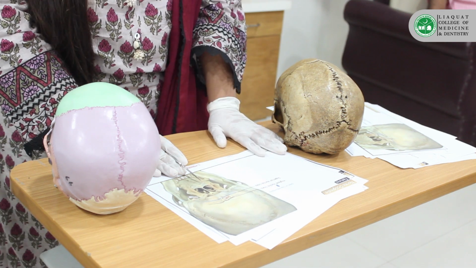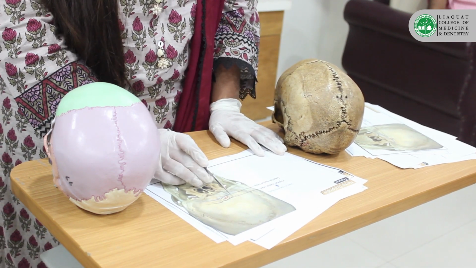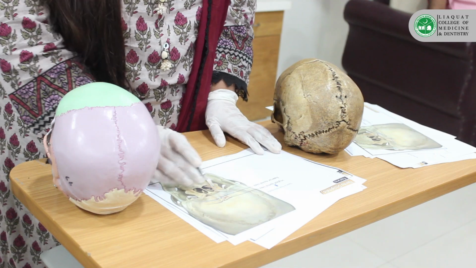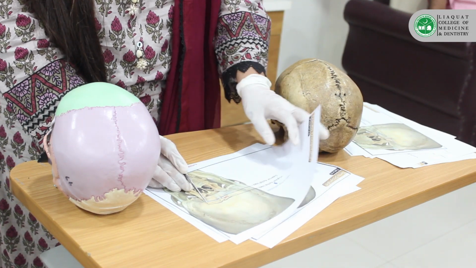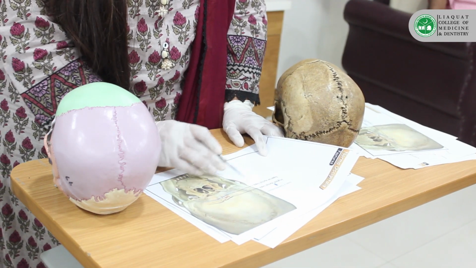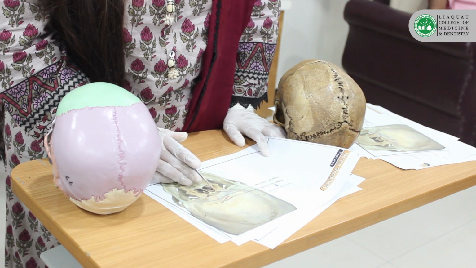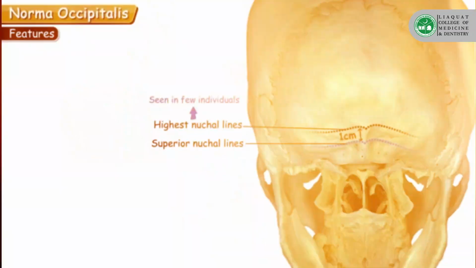Above the superior nuchal lines you may find faint arched ridges, which are termed the highest nuchal lines. Highest nuchal lines are present about 1 cm above the superior nuchal lines, which are not seen in all skulls, and are found in very few.